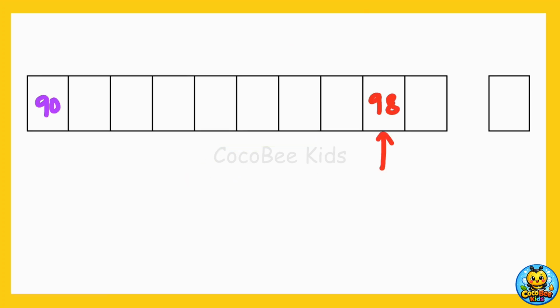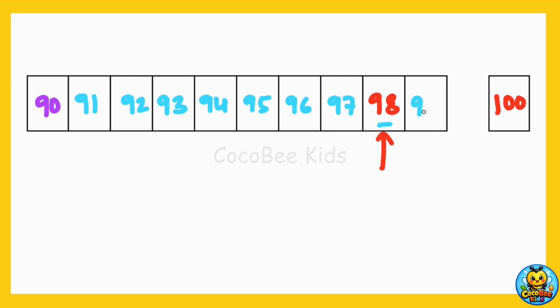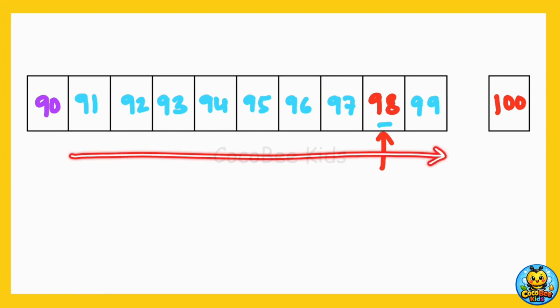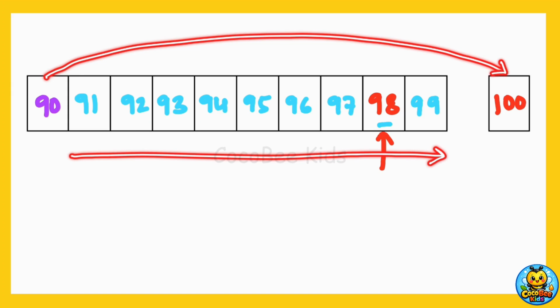Now tell me, where exactly does 98 live? It lives between 90 and 100. Can you tell me some other numbers that belong to the 90s family? We have 91, 92, 93, 94, 95, 96, 97, 98 and 99. So all the numbers starting from 91 to 99 belong to the 90s family. And all these numbers lie between 90 and 100.